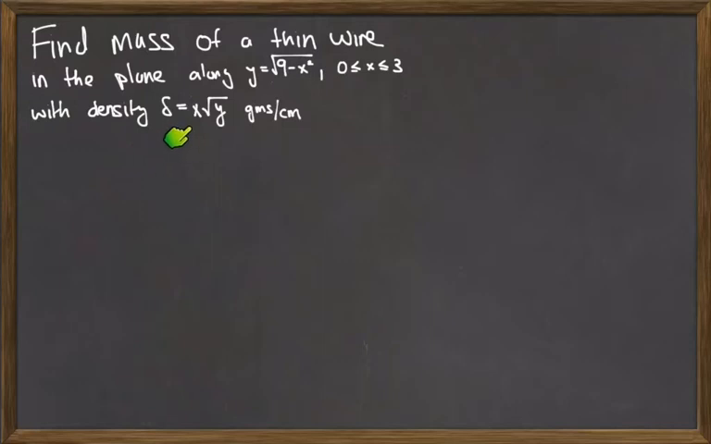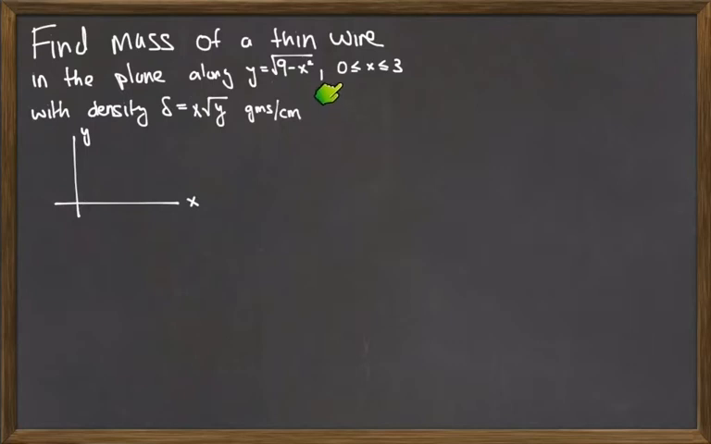As we move along the wire, the density is varying according to this function that I'm going to call delta. Delta is telling me the density, it's x times the square root of y, in units of mass per unit of length. So I'm just going to say grams per centimeter. So first, let's draw a picture. It's sitting in the xy plane.